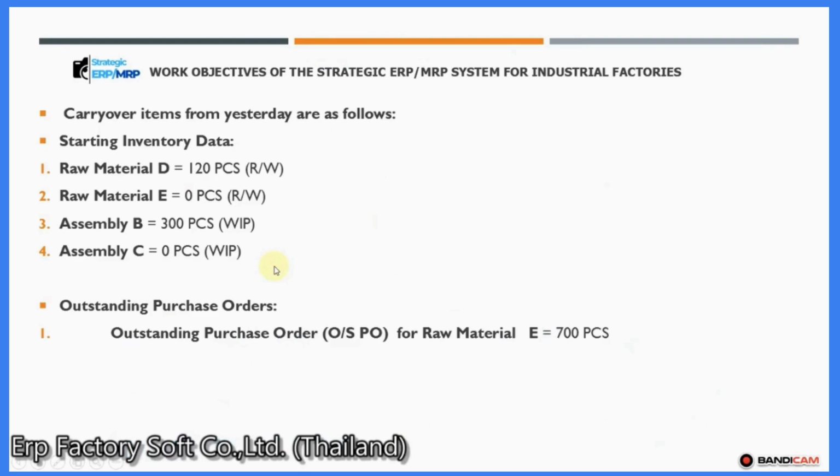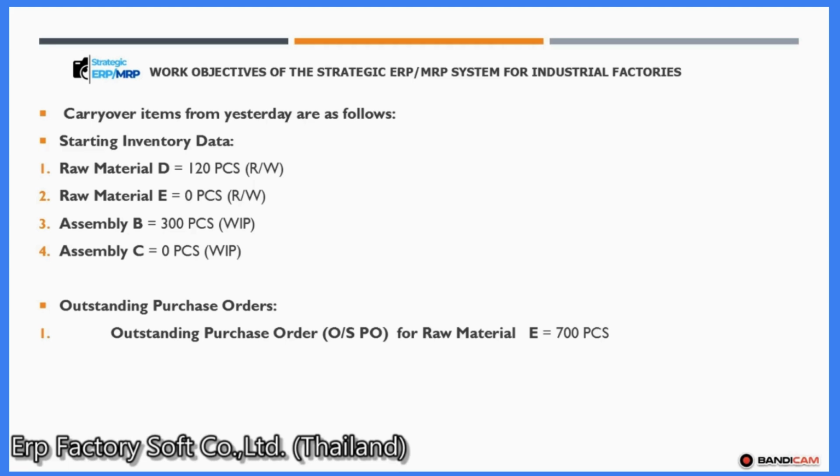We will have the initial data from yesterday, which is the raw material data and the remaining assembly work from yesterday. 1 will be 120 pieces of D material. 2 raw materials E, 0 pieces. 3 will have assembly work, code B, quantity 300 pieces. 4 will have assembly work, code C, quantity 0 pieces. And we still have pending orders, which are orders that have been opened but have not yet been received into stock. There will be 700 E-codes.